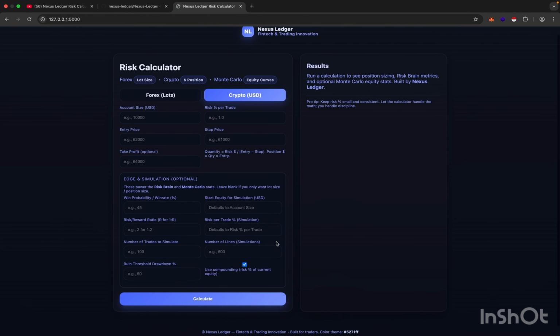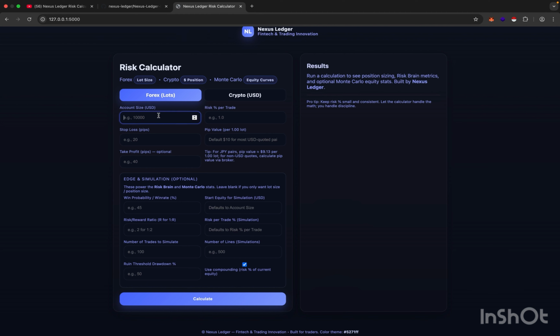So basically you have two modes. One is crypto and one is Forex. So if you trade Forex, you can click on this, and if you trade crypto, you click on this, right? And let's just go, for example, with crypto for the start. But again, it's very easy and simple to use. And if you don't understand anything, you have tips here. Also, you have E.G., so you can know what type of thing to input here.